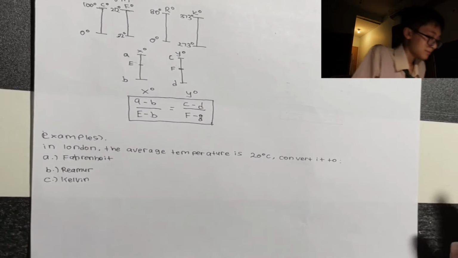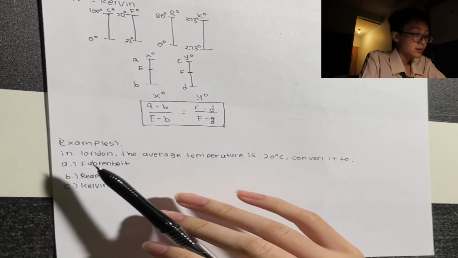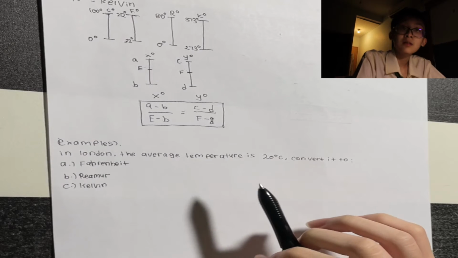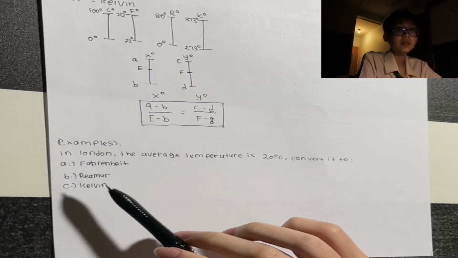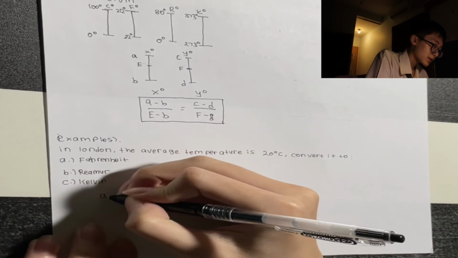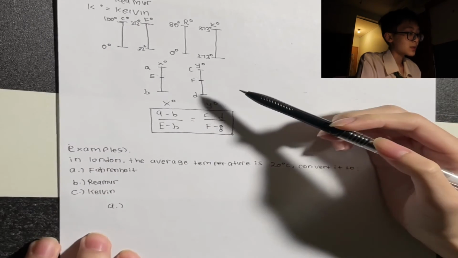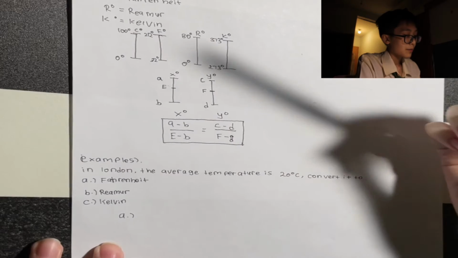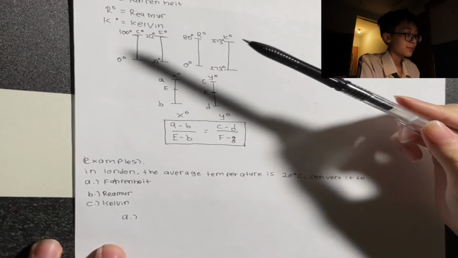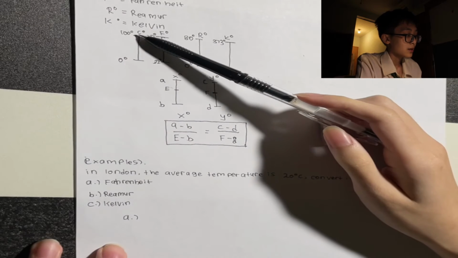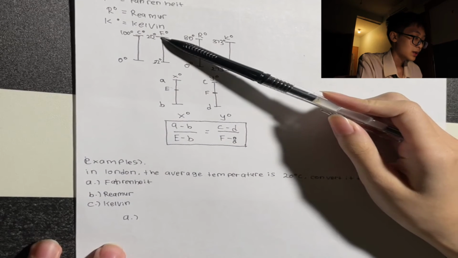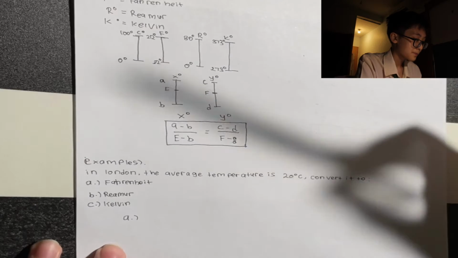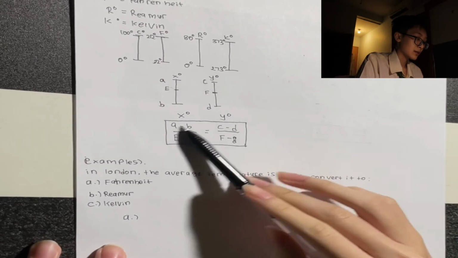Now let's get into the first example. In London, the average temperature is 20 degrees Celsius. Convert it to A, Fahrenheit, B, Reaumur, C, Kelvin. Okay, to do the first one, we need to see the boiling point and the freezing point between Celsius and Fahrenheit. As you can see, the boiling point for Celsius is 100 degrees, 0 degrees. Fahrenheit is 212 degrees and 32 degrees. Now, let's use this equation, okay?